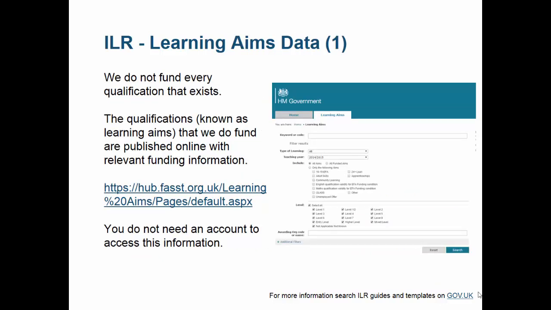So the next item of reference data is learning aims. We do not fund every qualification that exists. The qualifications, known as learning aims, that we do fund are published online with the relevant funding information, and this is available on the Learning Aims tab on the Hub. You do not need an account to access this information. It's publicly available to anybody that wants to look at it.